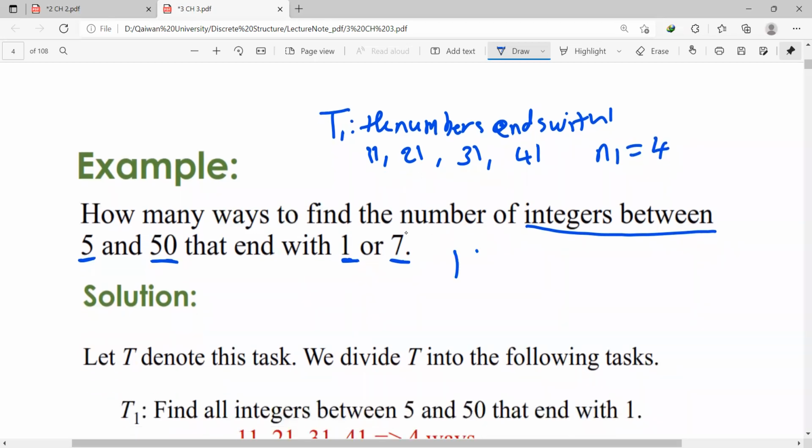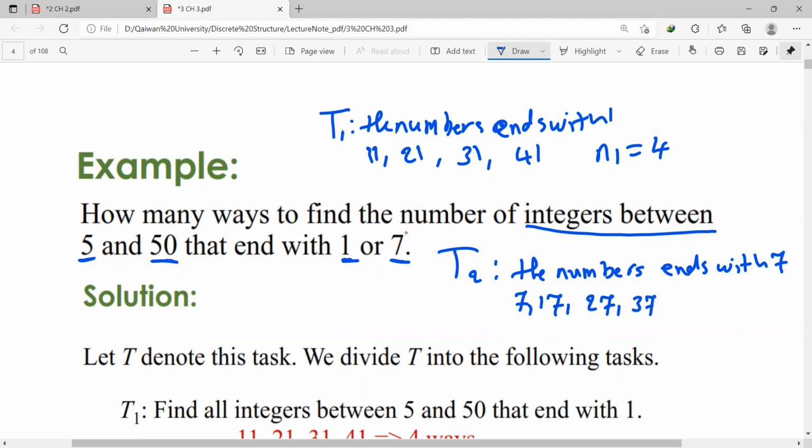And for task 2, T2, the number ends with 7. What are the numbers that end with 7 from 5 to 50? 7, then 17, 27, 37, 47. How many are they? How many numbers do you have? 5. So N2 is 5.